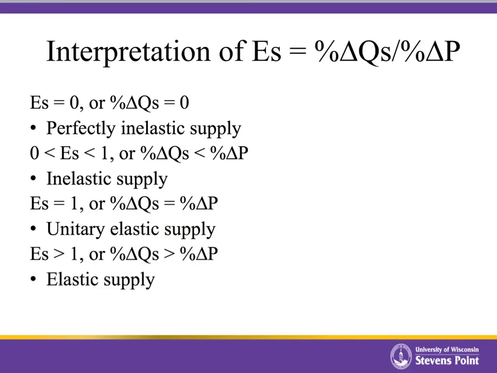And finally, if our elasticity measurement is greater than 1, that tells us that the percent change in quantity supplied is greater than the percent change in price. The numerator here is larger than the denominator, giving us a fraction greater than 1, and we would call that elastic supply.